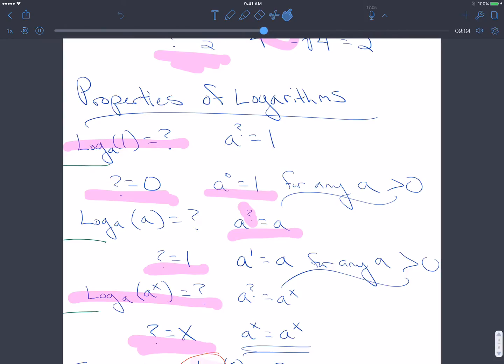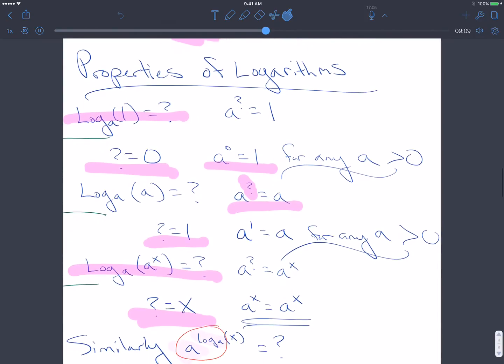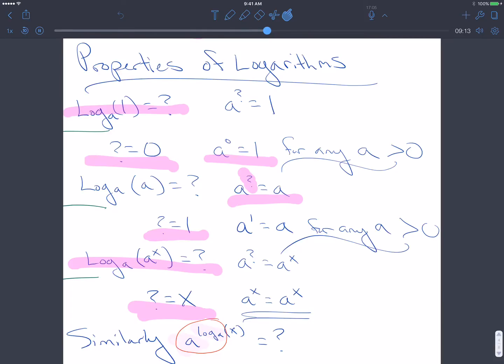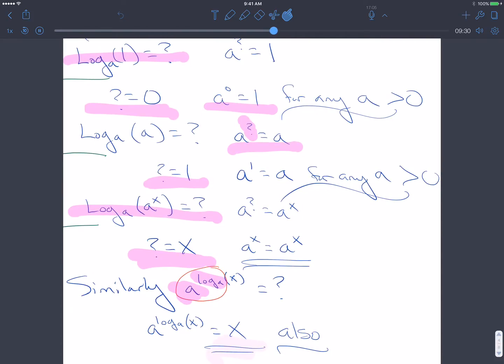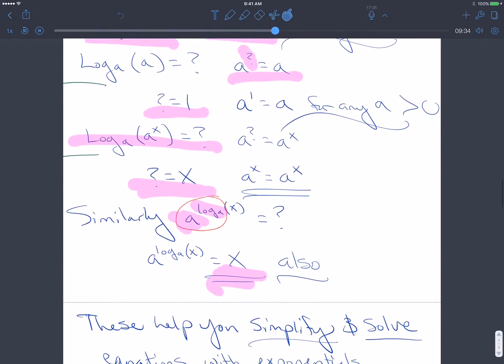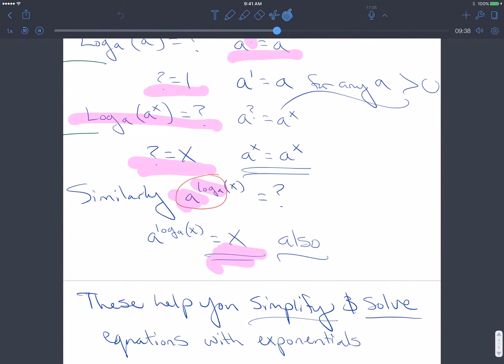This is what I was talking about with the numbers. Similarly, because these invert each other, because the logarithm undoes the exponential, the exponential also undoes the logarithm. So if I take a to a logarithm power with a base of a, so a to the log base a of x, I'm just going to get back my x value again, because the exponential and the logarithm cancel each other, and I'm left with x. So these things are very big. They're going to allow you to simplify and solve complex equations that involve exponentials and logarithms, ultimately.